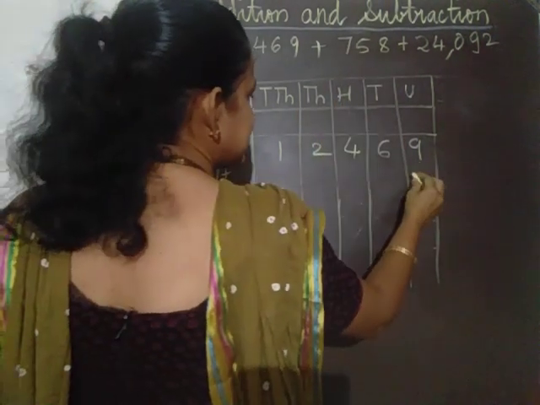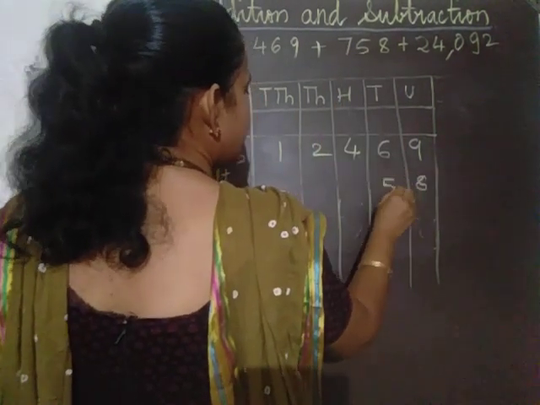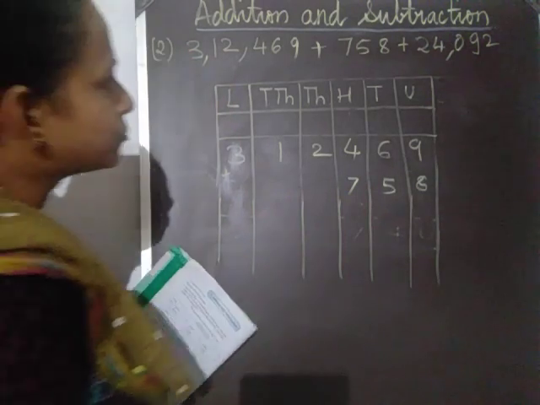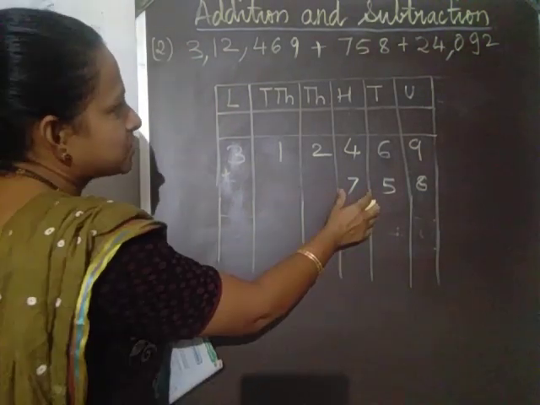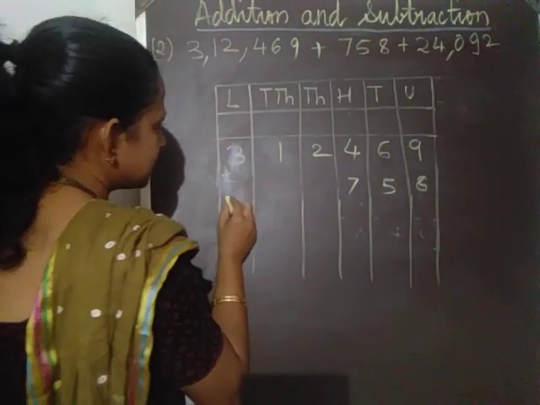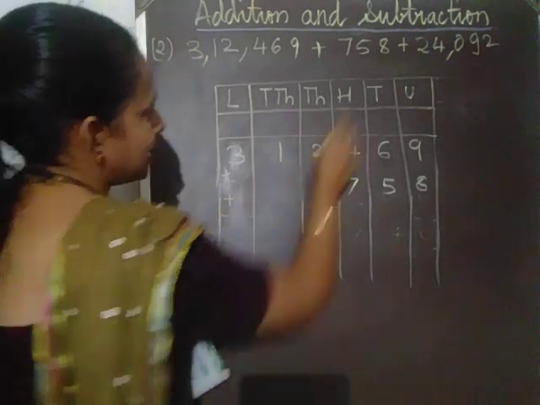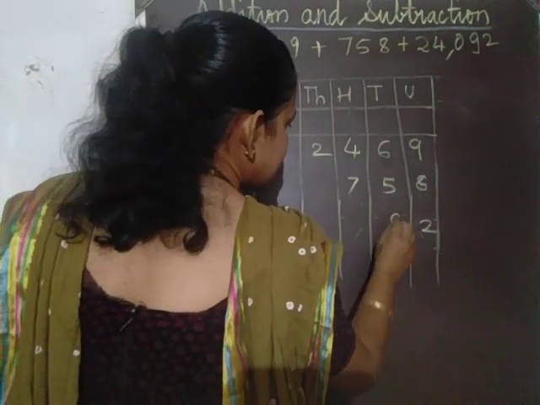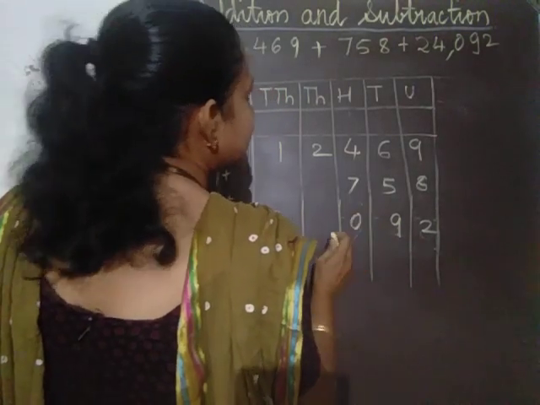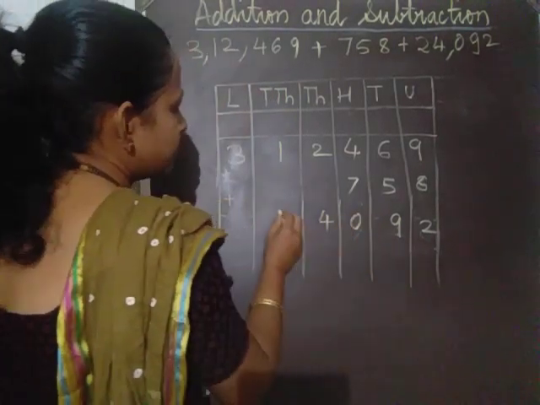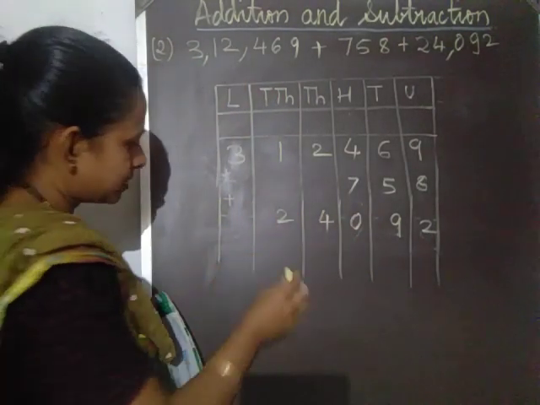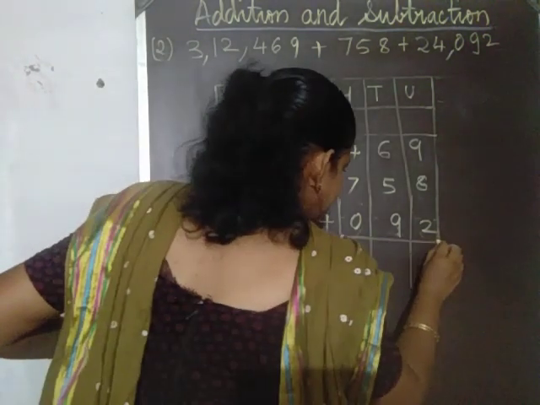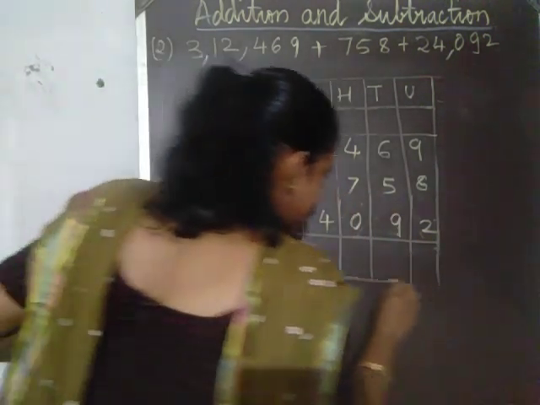Then you write 8, 5 and 7. That is up to only hundreds place. Then the last one. Again write your plus sign and write the last number, that is 2 is in units place, 9 is tens place, 0 in hundreds place, 4 in thousand place and 2 is in 10,000 place. So now let us try to add these numbers.